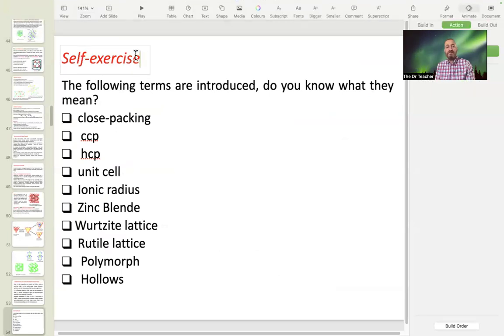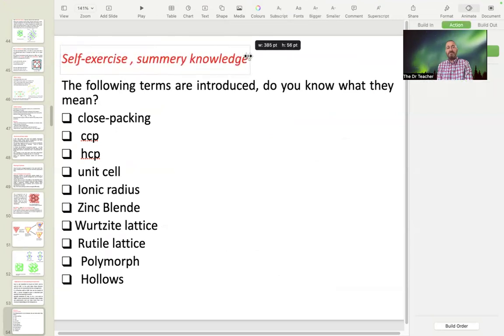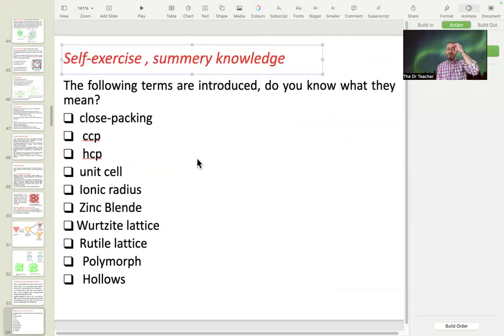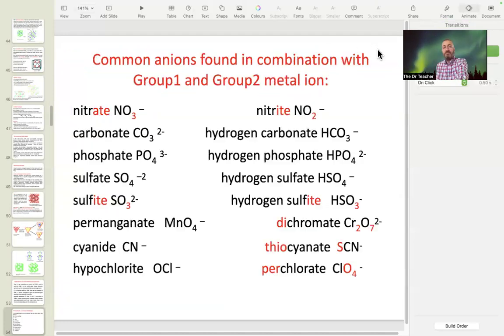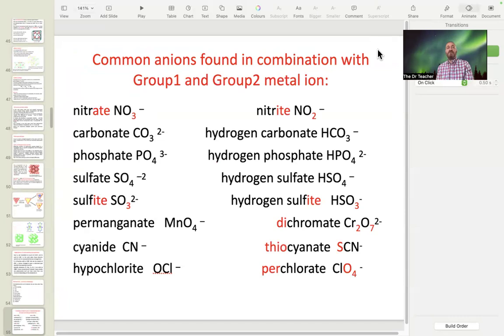So self exercise, or we can go to the summary knowledge. In the summary knowledge here, you can see the definition of close packing, CCP, HCP, and so on. You can come back here and see exactly where these names came from. Okay, so now common anions found in combination with group 1 and 2. We stop here.